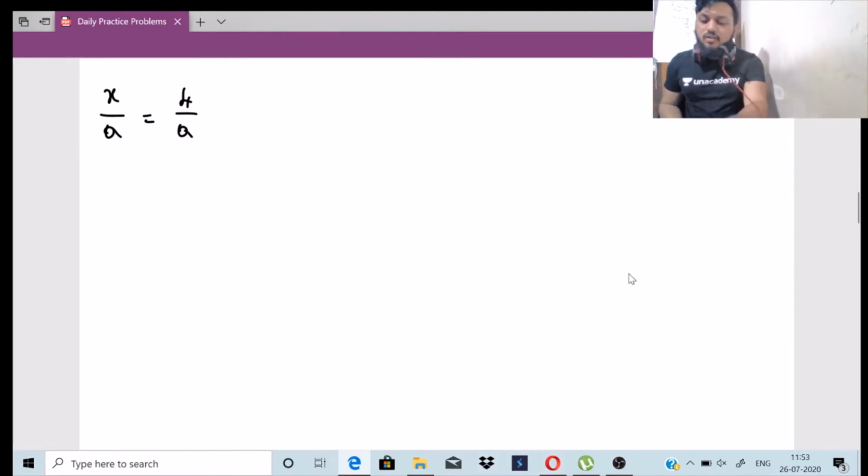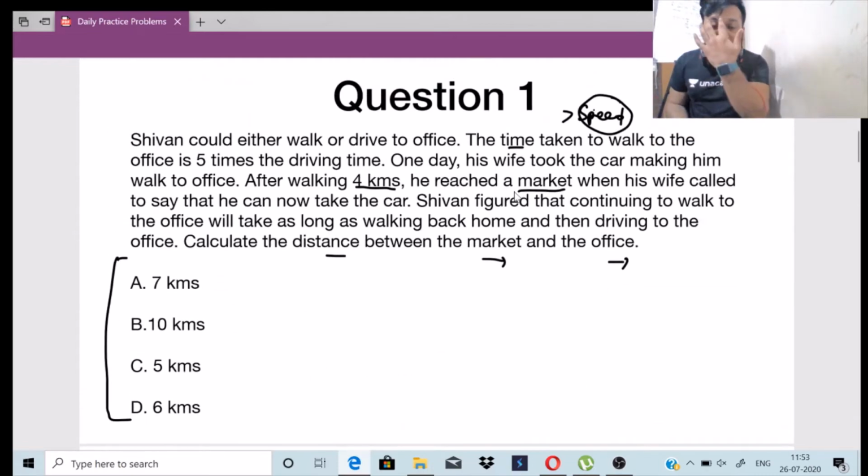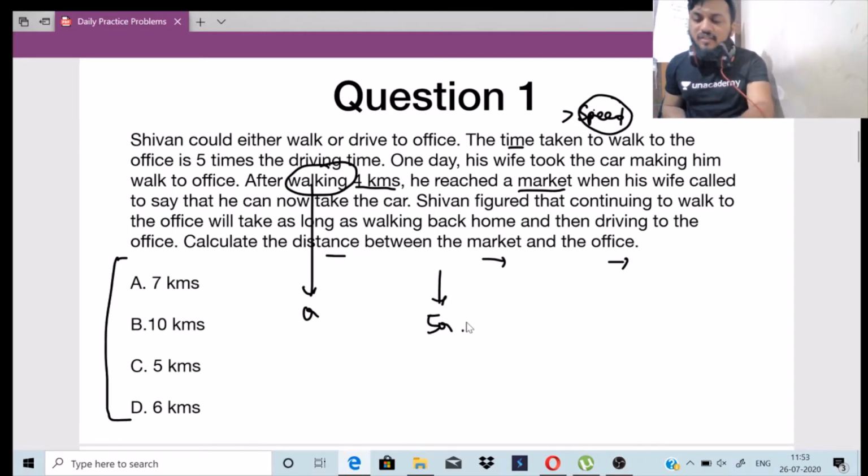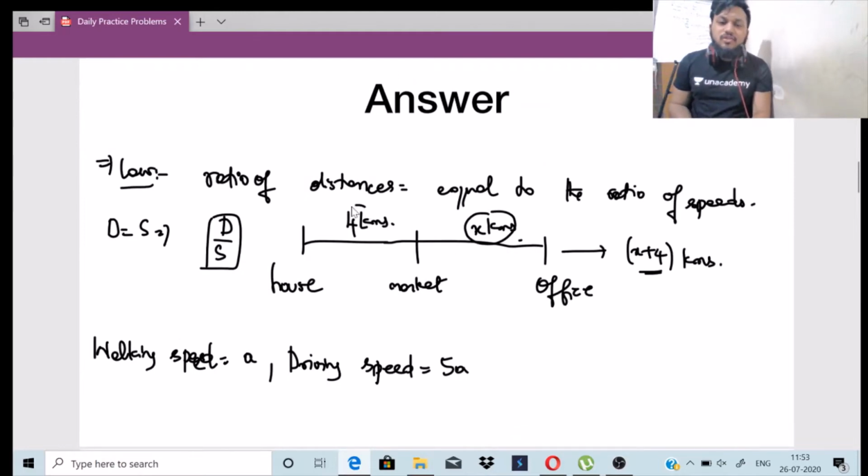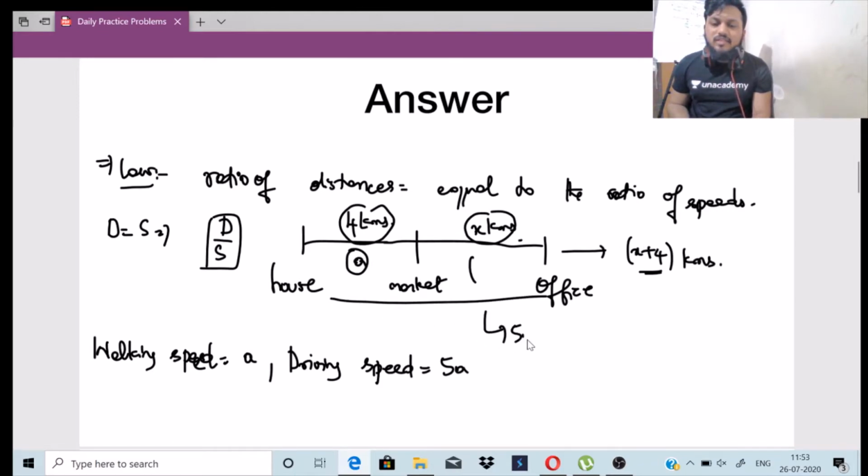So go back to the question here, right? He is reaching the market by walking 4 kilometers. What is the walking speed? It is a. Then the rest he is going by driving, 5a. X plus 4 he will be going by driving. So 4 kilometers he is going by walking at a, and x plus 4 is the total by driving, at 5a.